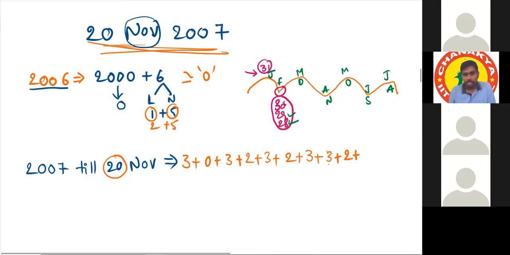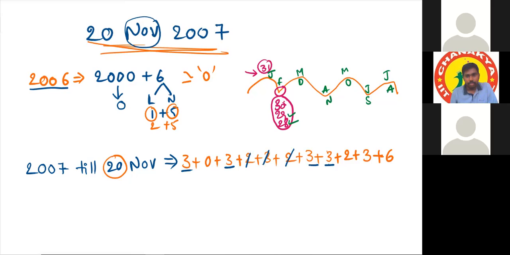January, February, March, April, May, June, July, August, September, October. Yes, October, how many? 31. November? 30 days means it is 2. Cancel the multiples of 7. Then 6, 8, 11, 13, 16, 19, 21, 24, 30. See, how many threes are there? 1, 2, 3, 4. 12 plus 2 is 14. We can cancel all these things.